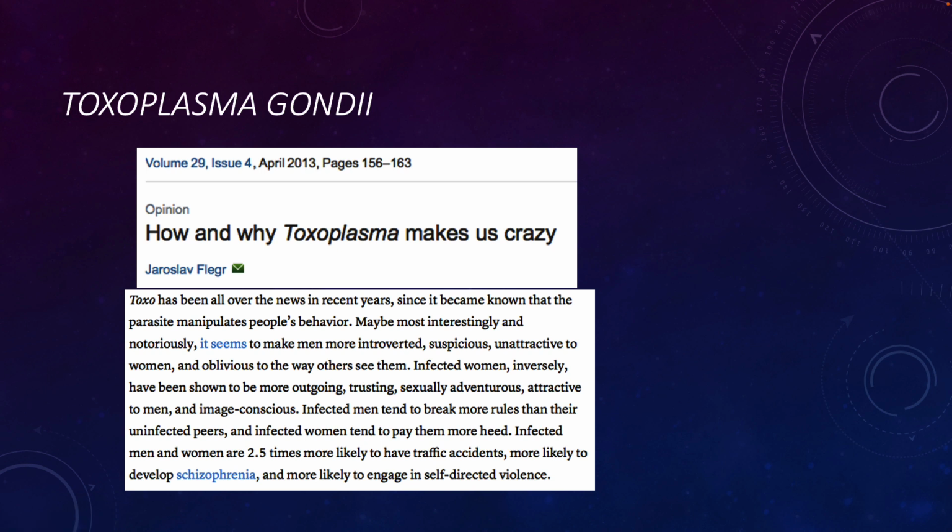Infected women, inversely, have been shown to be more outgoing, trusting, sexually adventurous, attractive to men, and image conscious. Infected men tend to break more rules than their uninfected peers, but infected women tend to follow the rules more. Both are more likely to have traffic accidents, develop schizophrenia, and engage in self-directed violence.